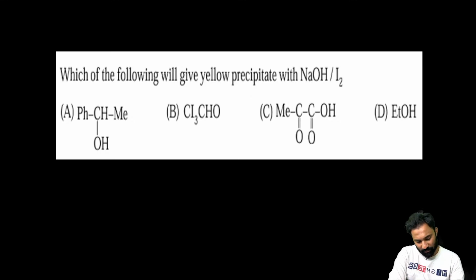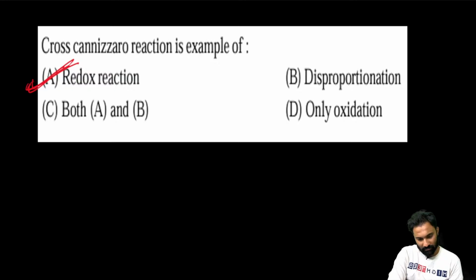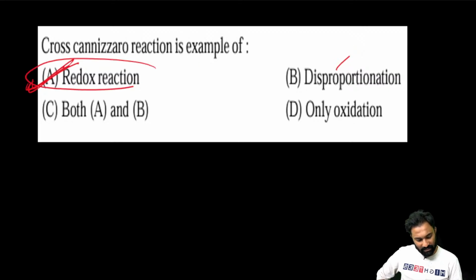What is the meaning of disproportionation? This is a redox reaction, right? Disproportionation means one should get oxidized and one should get reduced, right? The same compound undergoes redox reaction. Yes, Cannizzaro reaction is an example of redox reaction only.